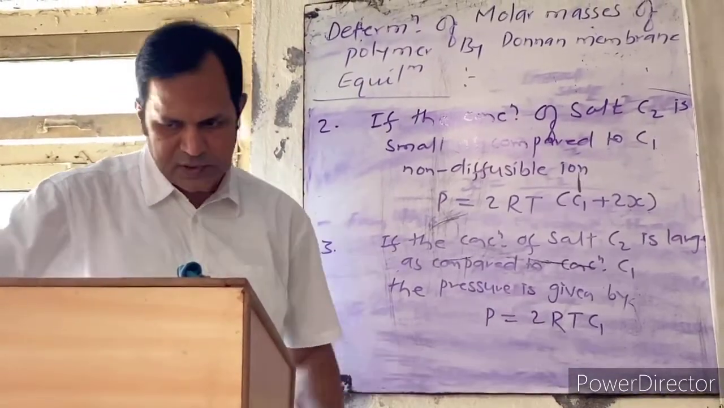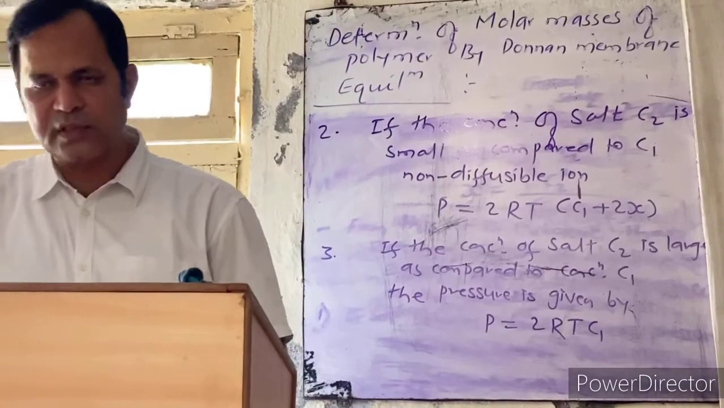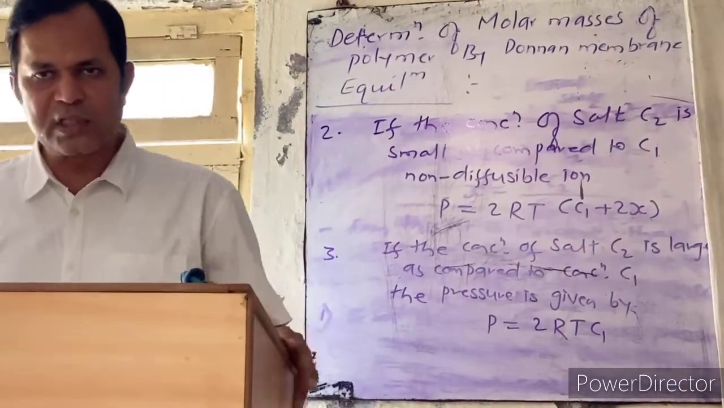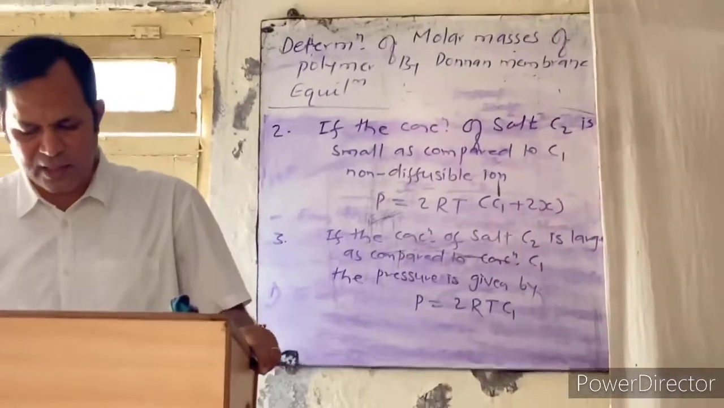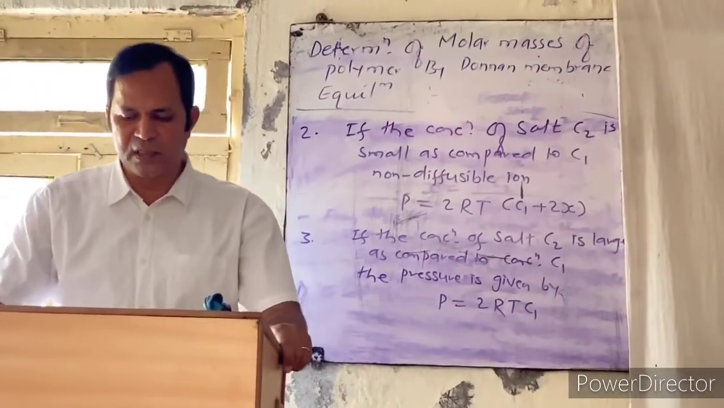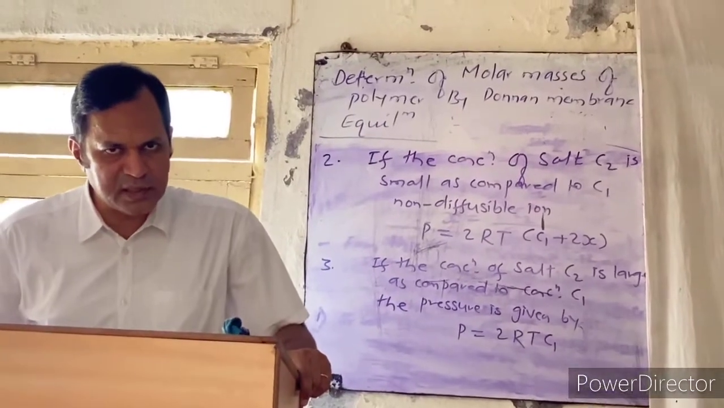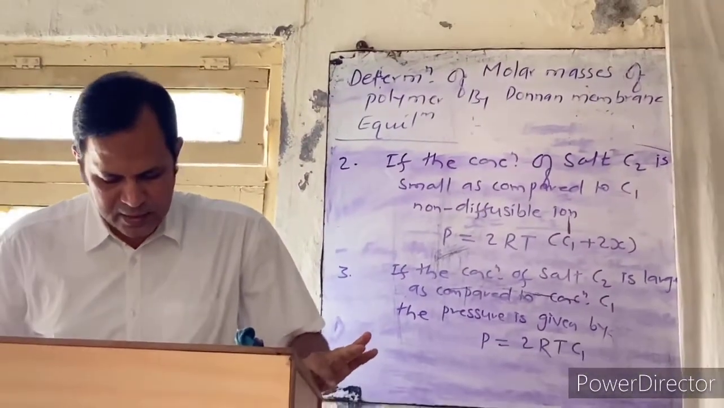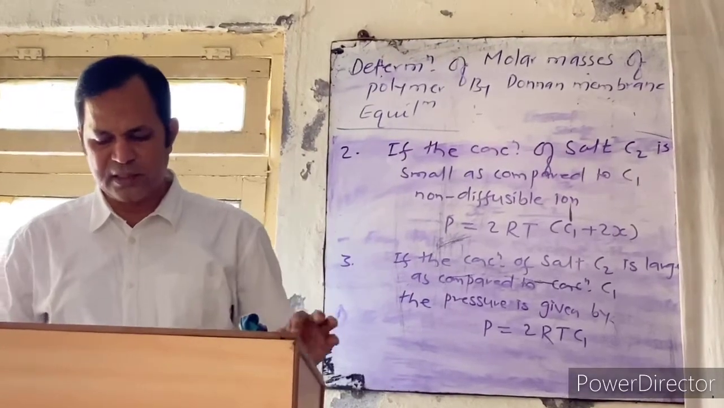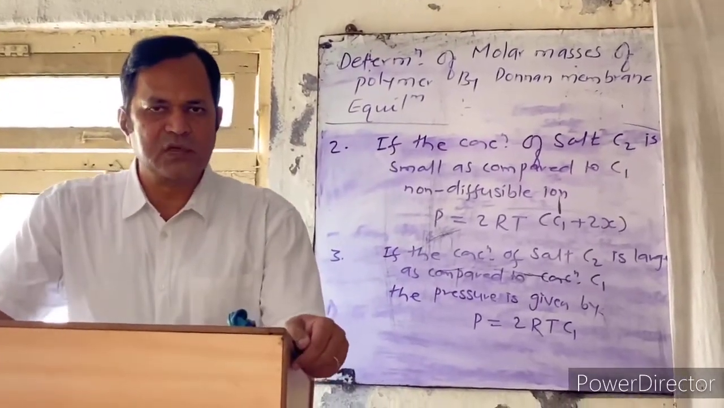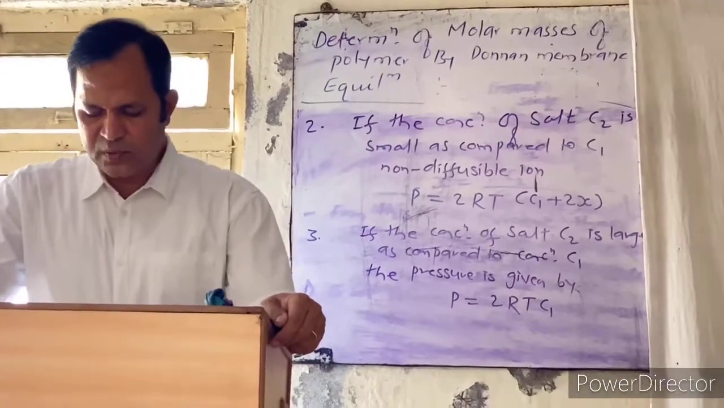Now from this equation, what can we conclude? This equation does not involve the concentration of chloride ion. In other words, the effect of Donnan membrane equilibrium on osmotic pressure is practically eliminated. This is precisely the condition under which molar masses of macromolecules should be determined.